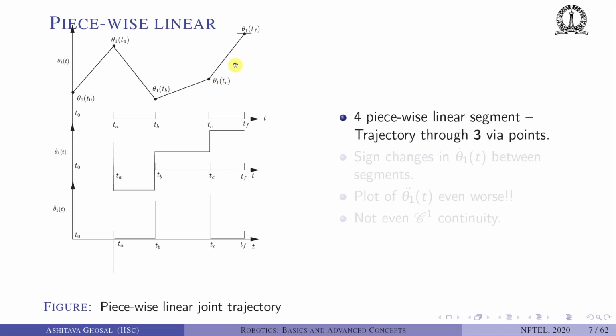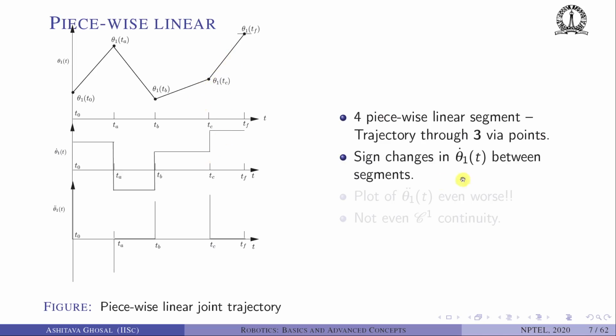So if each of these are piecewise linear segments through these 3 via points, then the derivative of this straight line is a constant value. So theta 1 dot between t0 and ta will be some value. Now when the straight line changes direction, the velocity will become from positive to negative. Likewise, again it changes direction, again the velocity will go from negative to positive. And if it changes slope again, then it will have a different positive value.